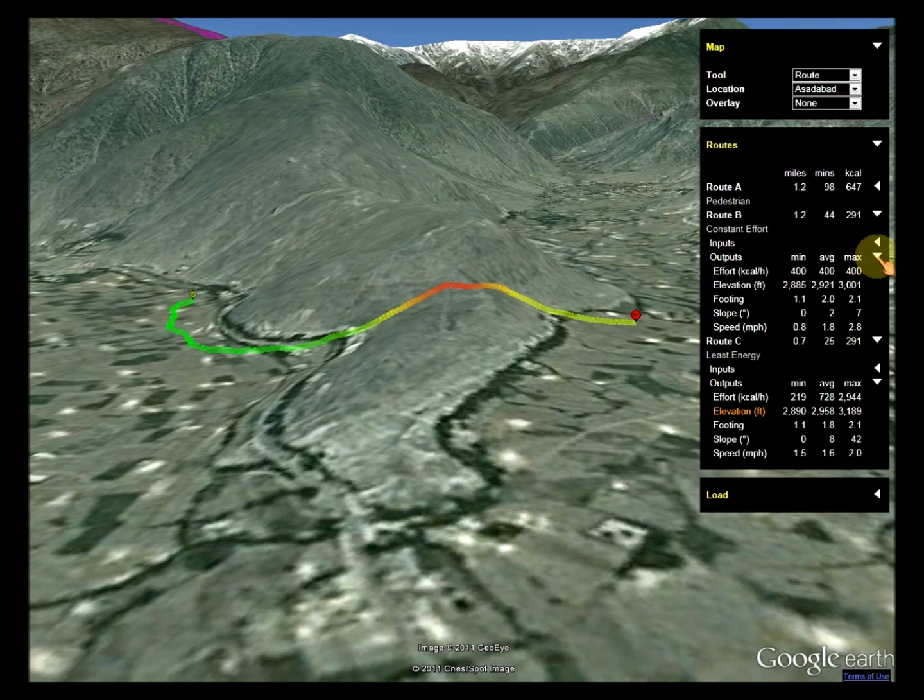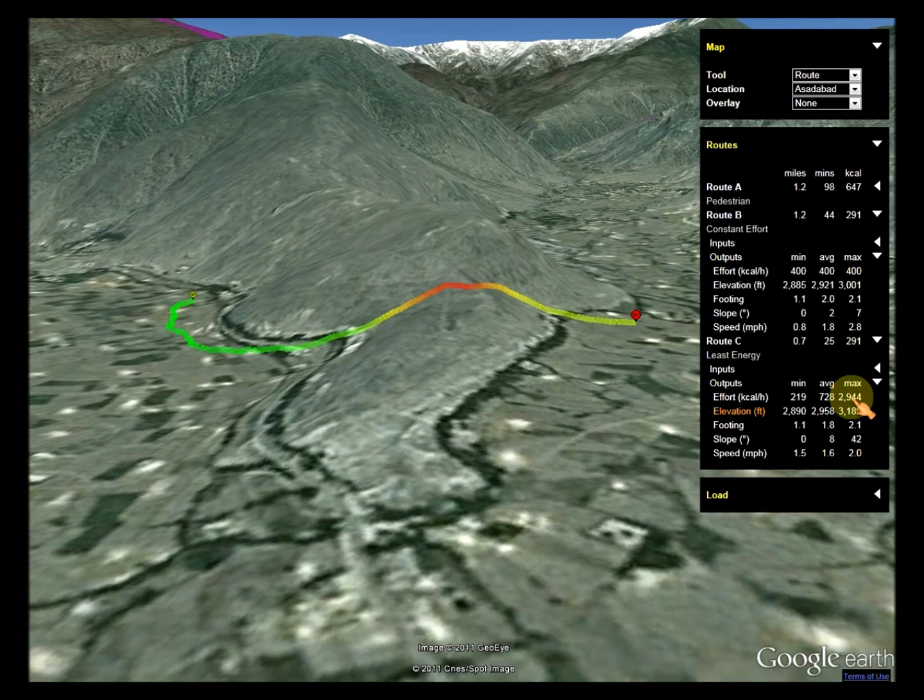These benefits must come at a cost. Looking at the maximum effort required to navigate Route C, the cost becomes clear. Whereas Route B demands a constant 400 kilocalories per hour from the soldier, Route C will require short bursts of about 7 times that amount.